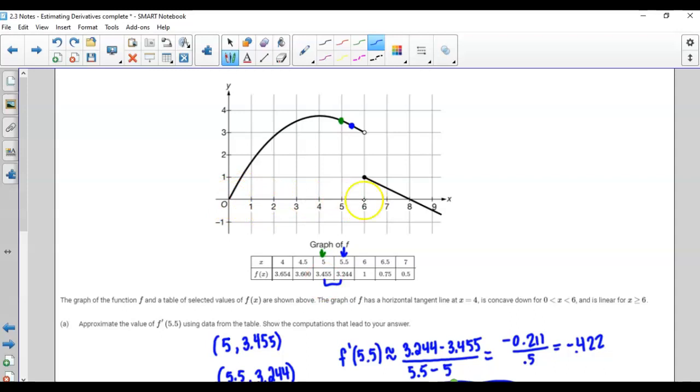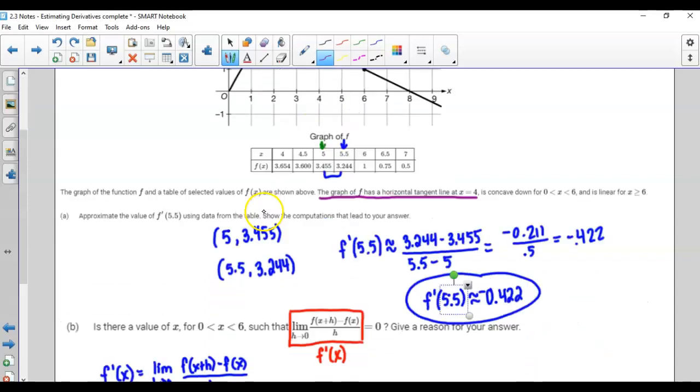Here we've got to look at this graph right here, and right here at this maximum point we are going to see that your tangent line switches from being positive here to being negative. So it appears that right here we will have a horizontal tangent line, and in fact they tell us we have a horizontal tangent line. The graph of f has a horizontal tangent line at x equals 4 right here. Since you have a horizontal tangent line, the slope of that horizontal tangent line is 0, which means the derivative is 0. So we're going to have to explain that.